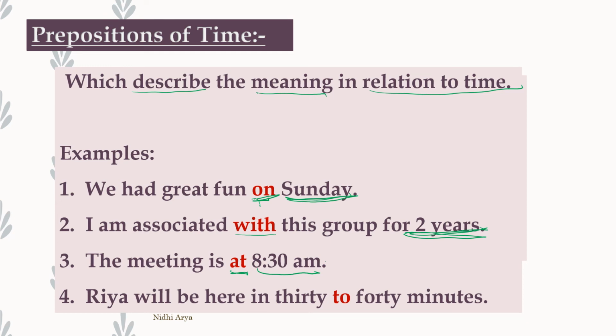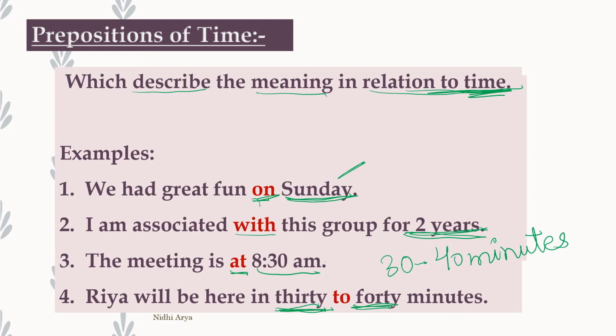These prepositions describe the meaning in relation to time. The time is mentioned in the sentence. That's why these are the prepositions of time. Ria will be there in 30 to 40 minutes. So this is also telling the time that Ria will arrive or reach in 30 to 40 minutes. Instead of writing in numbers, it's written in words. So basically it's 30 to 40 minutes. So this is also a time, right?